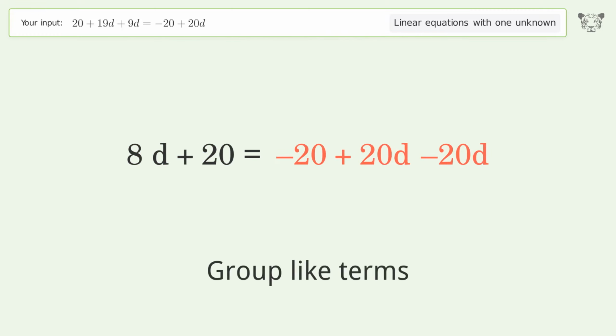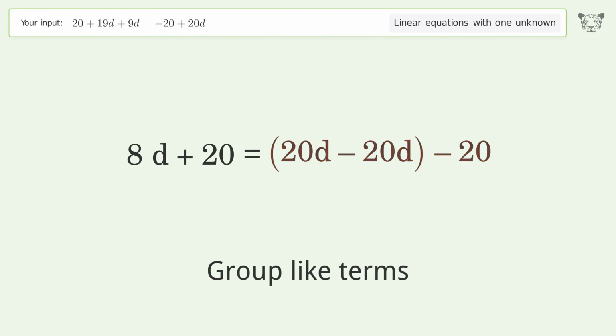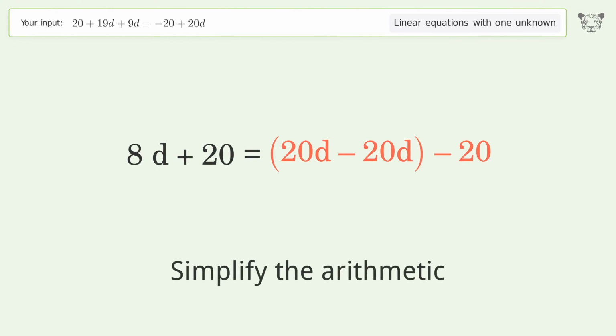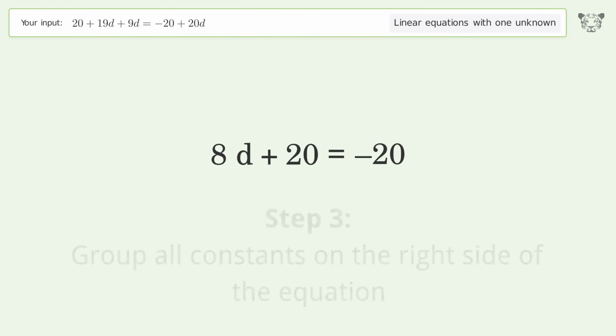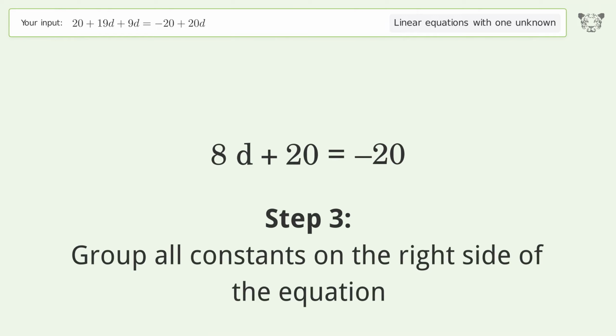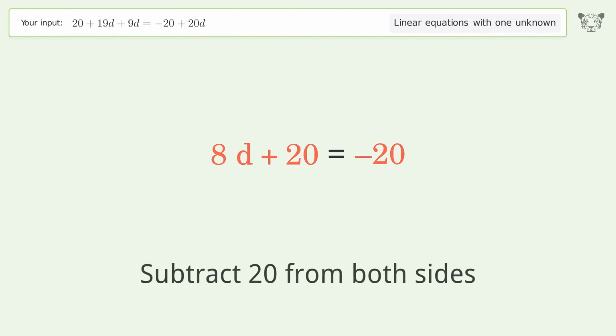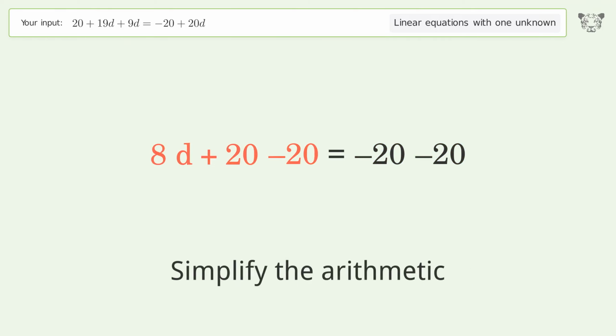Group like terms. Simplify the arithmetic. Group all constants on the right side of the equation. Subtract 20 from both sides. Simplify the arithmetic.